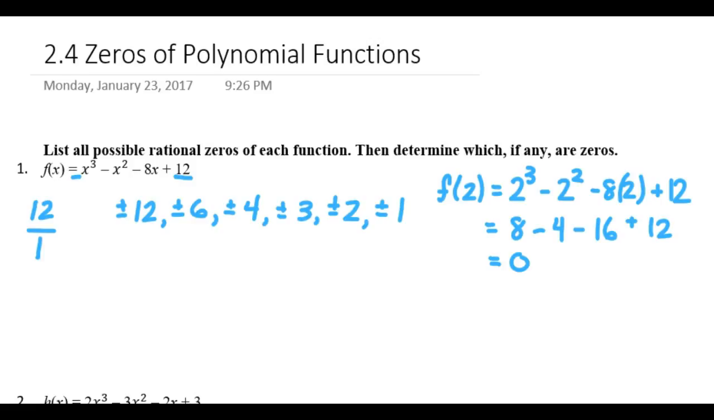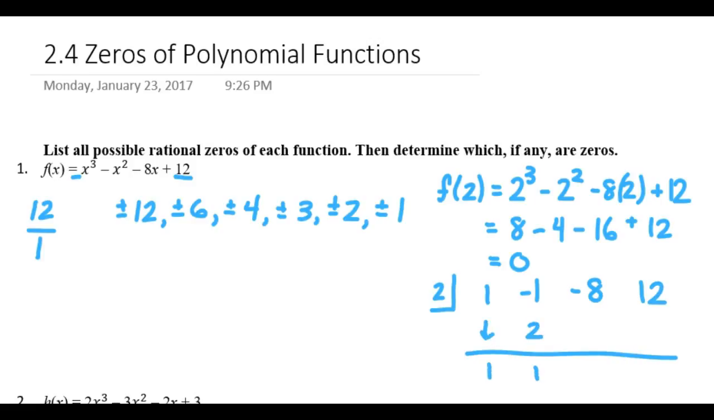The other thing we can do is use synthetic division. If I put 2 up here in the box and I take 1 as my coefficient for x cubed, negative 1 as my coefficient for x squared, negative 8 with the x, and 12. When I divide this and bring down the 1, 2 times 1 is 2, so I get 1. 2 times 1 is 2, giving me negative 6. 2 times negative 6 is negative 12, which gives me a remainder of 0. So that checks out in two different ways. So 2 is an actual 0.